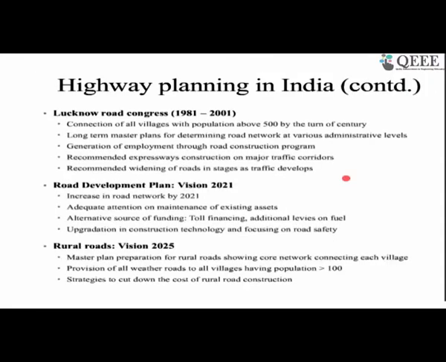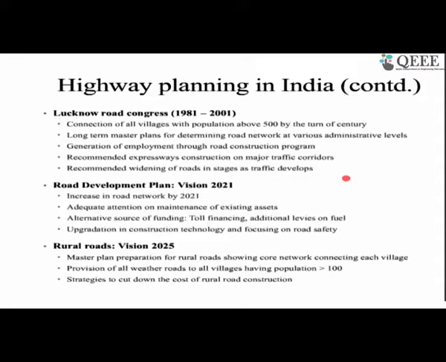So next comes the Lucknow Road Congress. Now in this, once we achieved the Bombay Road Congress target, the Lucknow Road Congress came up, and here they started focusing on the village population, villages which have a population of more than 500, and this is for the next 20 years. So this was the main thing which was looked into.